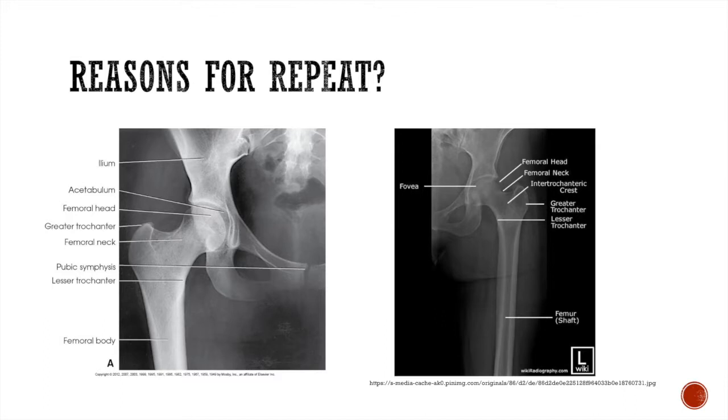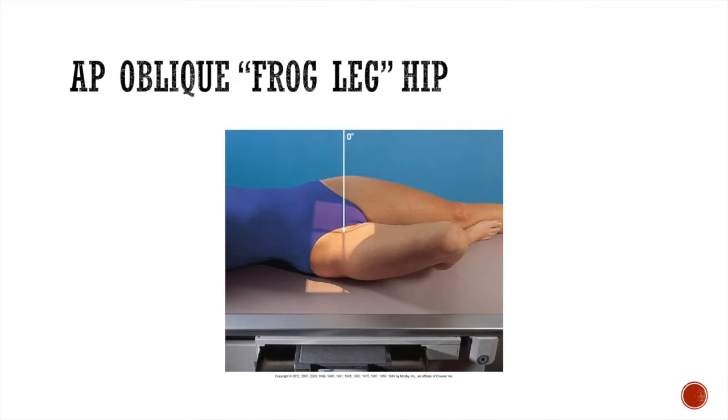And if there is an orthopedic appliance, whether that would be a hip replacement, screws, or pins, you should be able to see the entire device, and you want to make sure to not clip it off. When the patient can't completely abduct the thigh due to arthritis and not due to trauma, you can use an AP oblique frog leg hip. Or if the patient cannot abduct the leg 45 degrees, rotate the patient's pelvis slightly towards the affected hip to obtain a similar image or the same image.